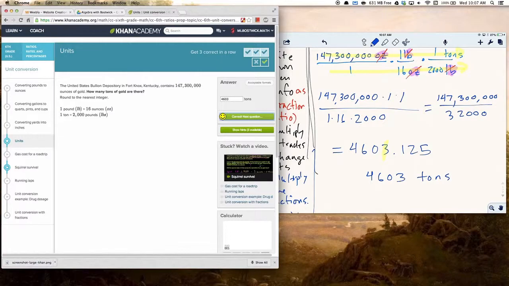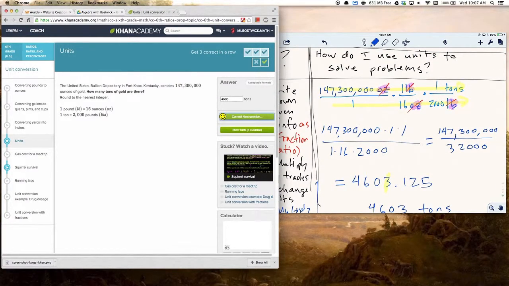Okay, so that is basically the process that you're going to use every single time. You're going to start with your given information. You're going to multiply by trades to change the units, and then you're going to multiply and divide, and then round.